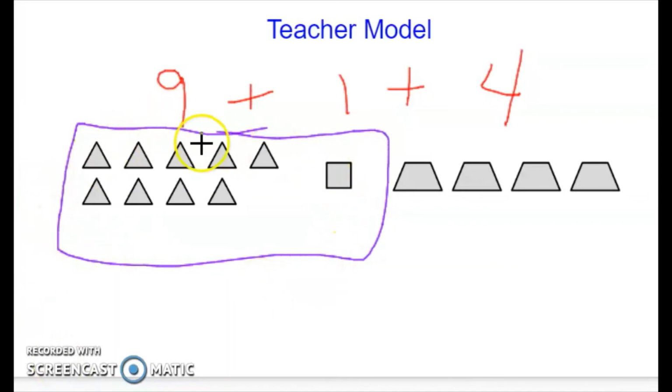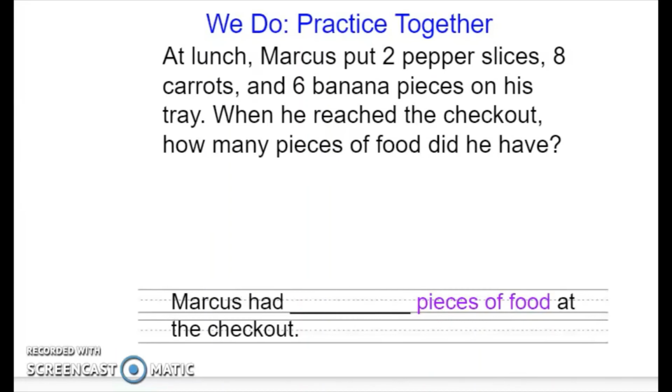We have 10 in this grouping, and then we have 4 here. How many blocks then do we have altogether based on our new expression? Great job! 10 plus 4. 10 plus 4 equals 14. So we have 14 blocks all together. Great job, my friends. Alright, my friends, now we are going to practice together.